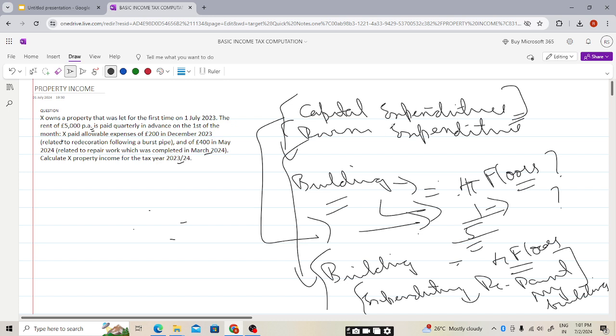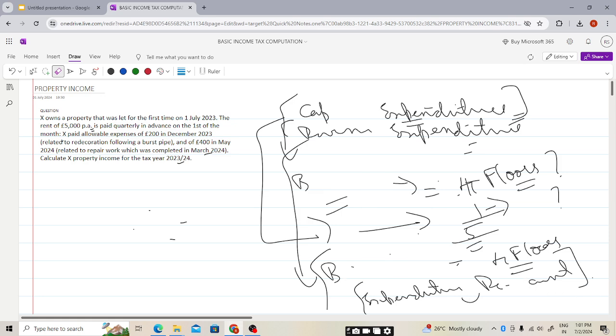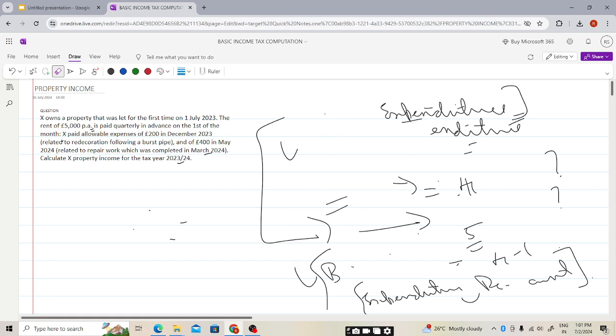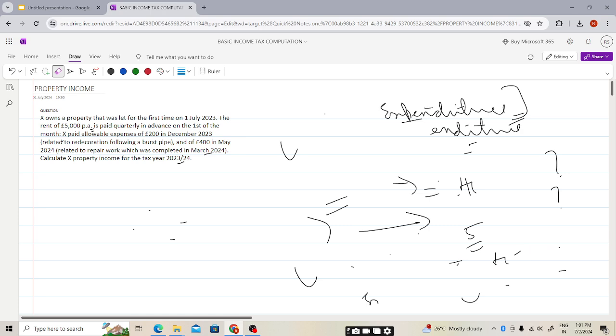If any expenditure you are doing on any asset is helping you to earn further income, increasing your income, then it will be a capital expenditure. If the expenditure is of such a nature that the income remains at the same level, then it will be a revenue expenditure. Clear with this? Revenue expenditure and capital expenditure. These 2 points are very important, as this will help your further understanding of which expenditures are allowed or disallowed under the property income.